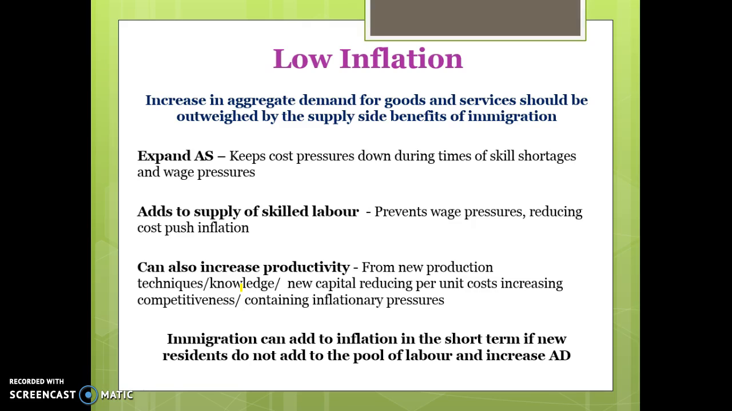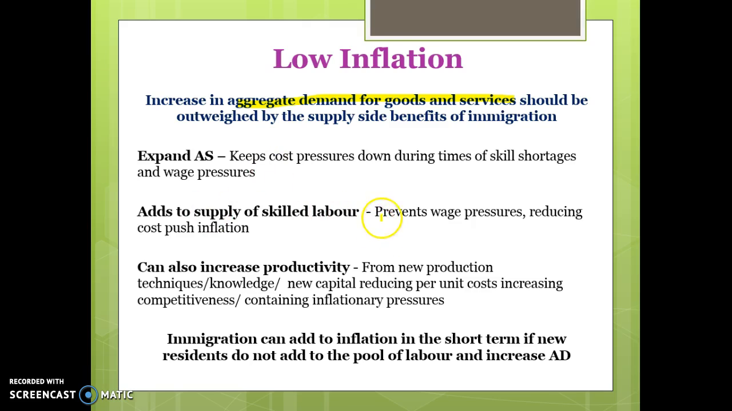In terms of low inflation, it really depends on whether the supply side benefits outweigh the demand. With effective skilled migration, the increase in aggregate supply should outweigh any demand pull inflationary pressures, but it's also important not to ignore the fact that there will be more demand for goods and services if we have more migrants here, and that can have some negative impacts on inflation. So in terms of benefits for low inflation, it expands our aggregate supply, keeps cost pressures down, helps to reduce skill shortages and wage pressures.